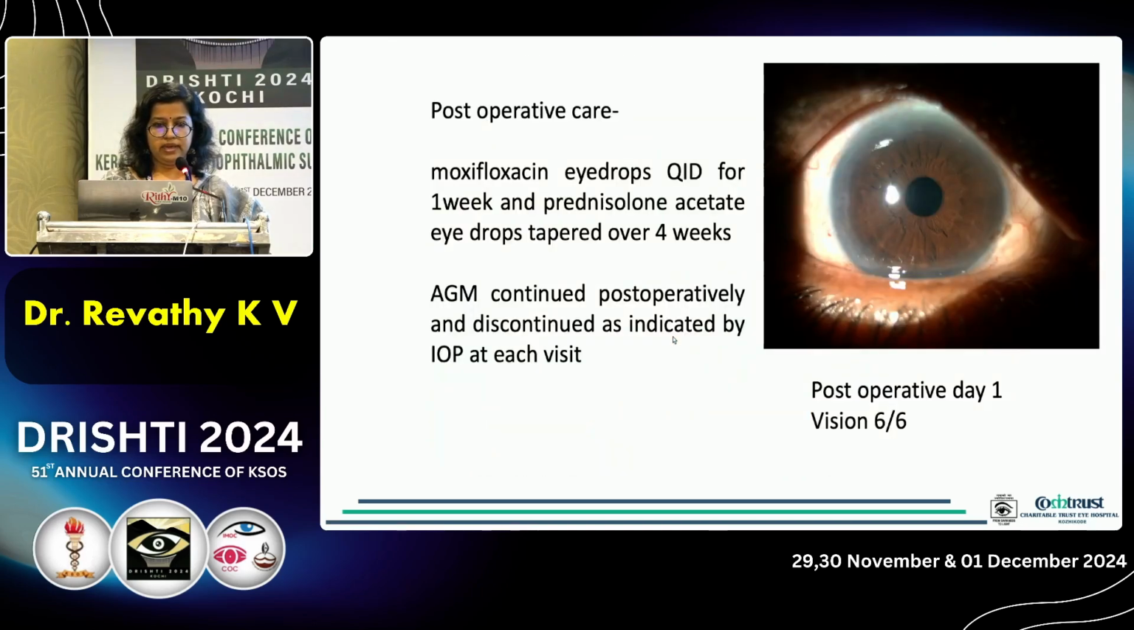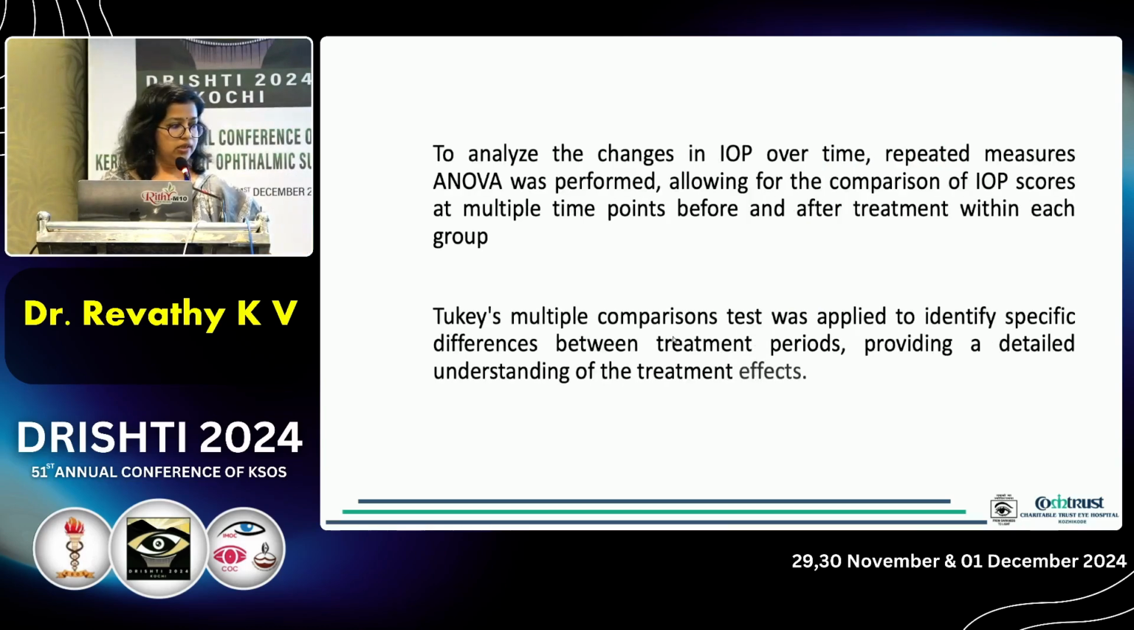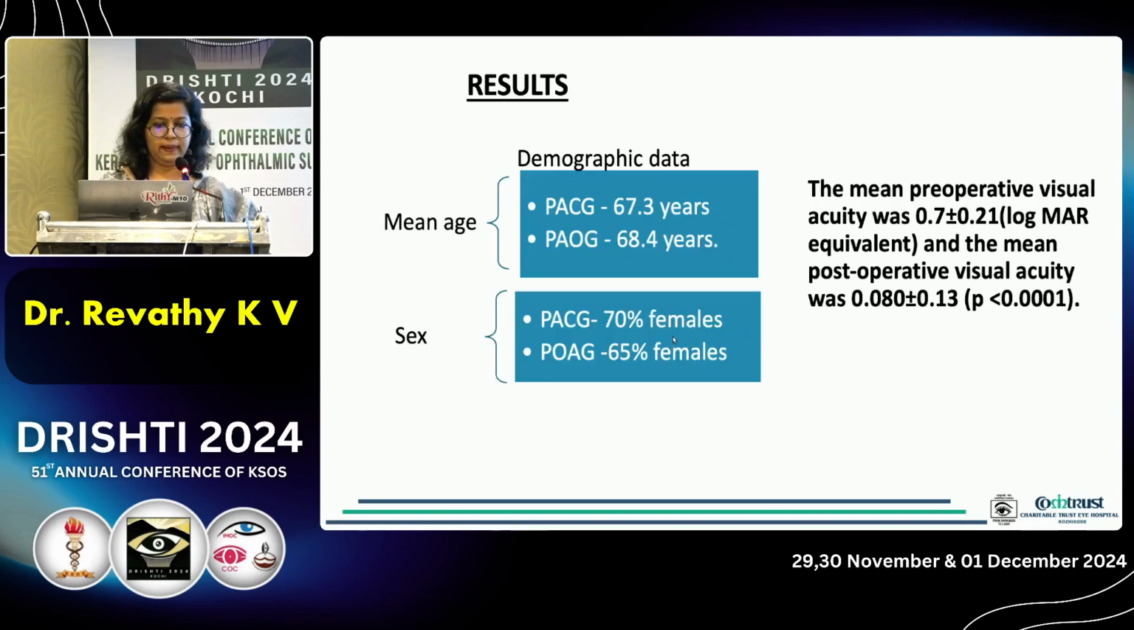For postoperative care, moxifloxacin eye drops QID for 1 week and prednisolone acetate for 4 weeks were given. AGM was continued postoperatively and discontinued as indicated by IOP at each visit. Intraoperative and postoperative complications were noted, and IOP and number of AGM were noted. An IOP reduction of more than or equal to 20% and or a reduction of 1 AGM was considered success of the procedure. To analyze the changes of IOP over time, repeated measures ANOVA was performed and Tukey's multiple comparison test was applied to identify specific differences.